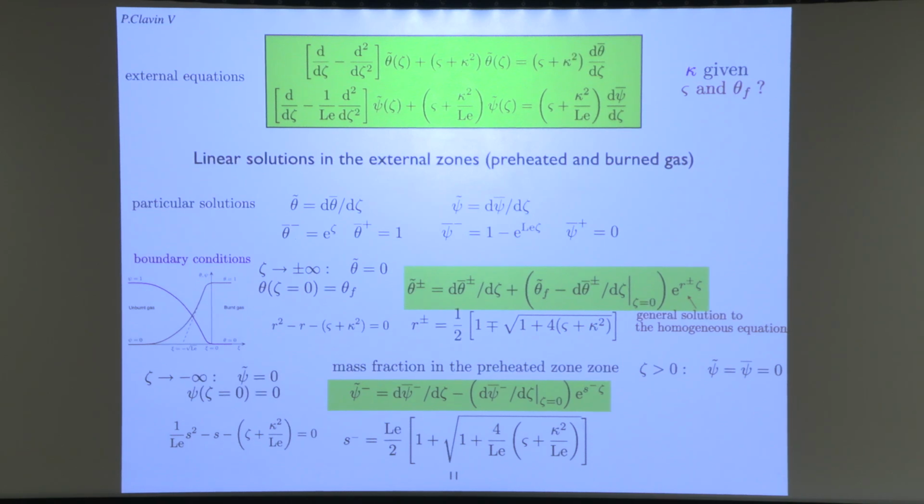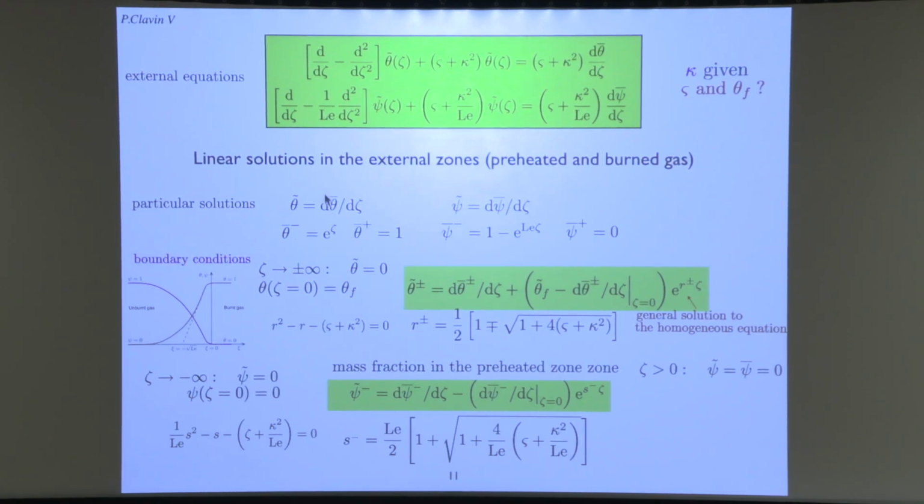Now, to solve such equations, you see, sigma is an unknown. This growth rate is unknown. Kappa is known. The flame temperature, more precisely, the departure of the flame temperature from its value in the planar case, which is here called theta F, is also unknown. The variation of the flame temperature is also unknown. So you have two unknowns.